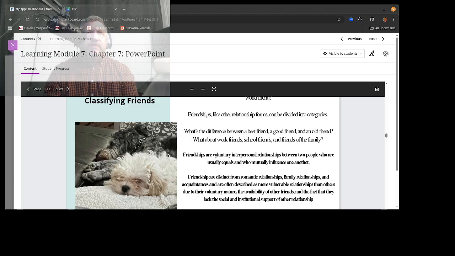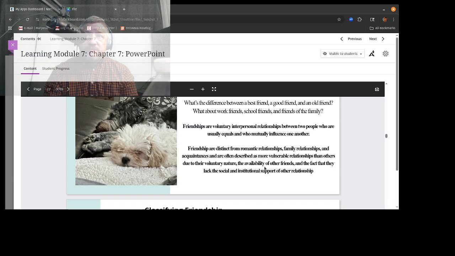Just remember that friendships are voluntary, interpersonal relationships between two people who are usually equals and who mutually influence each other. Friendships are distinct from romantic relationships, family relationships, and acquaintances, and are most often described as more vulnerable relationships than others due to their voluntary nature, the availability of friends, and the fact that they lack social and institutional support of the relationship.